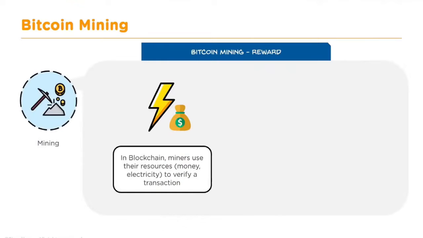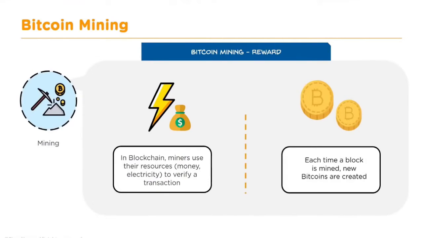So as of today in blockchain, miners use their resources to verify transactions. Each time a block is mined, new bitcoins are created in the network. The Bitcoin total supply is limited to approximately 21 million Bitcoin. 17 to 18 million Bitcoins have already been mined, so only 3 to 4 million are left.